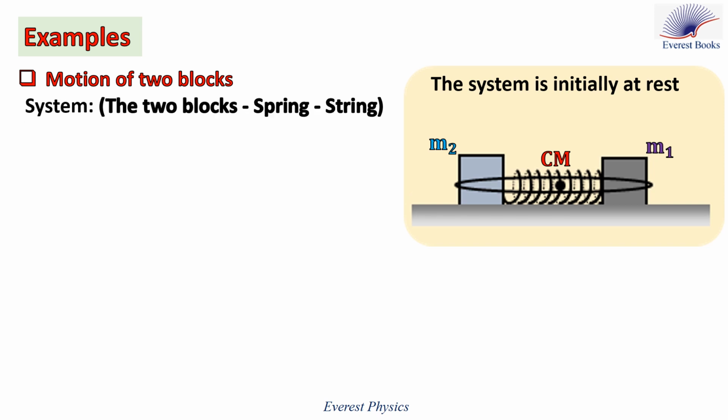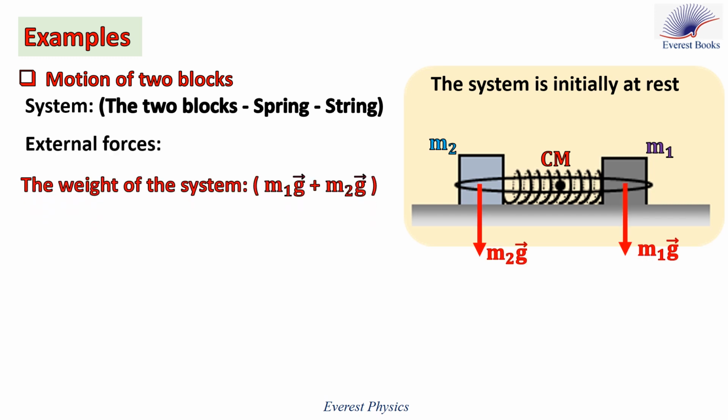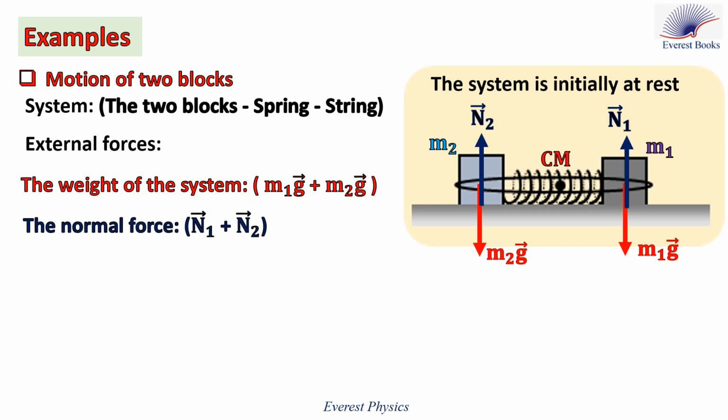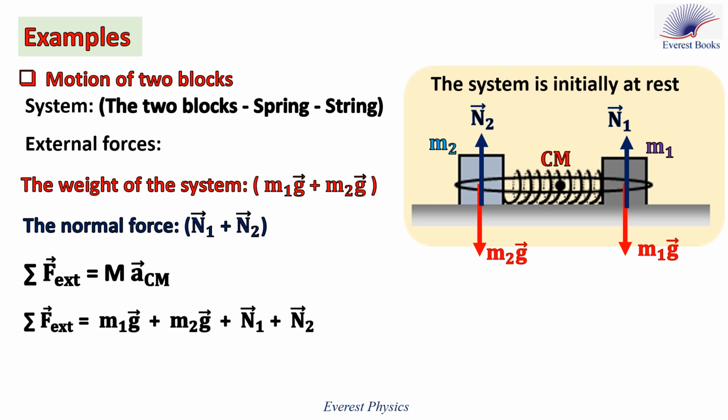Consider the system: two blocks, spring, and the string. The external forces acting on this system are the weight of the system, m1g plus m2g, and the normal force, n1 plus n2. Applying the center of mass theorem, the net external force equals the total mass of the system times the acceleration of the center of mass of the system. But the net external force acting on this system equals m1g plus m2g plus n1 plus n2. But m1g plus n1 equals 0 and m2g plus n2 equals 0. Therefore, the net external force acting on this system equals 0.